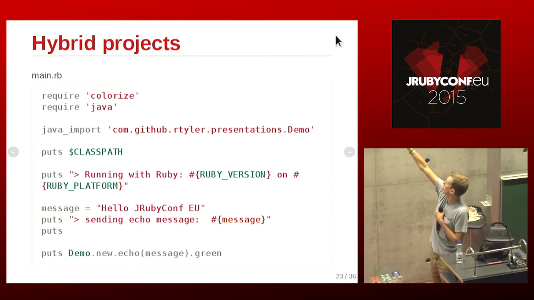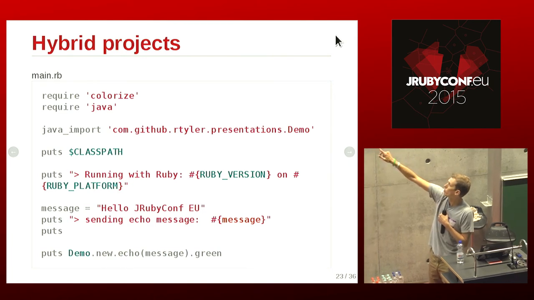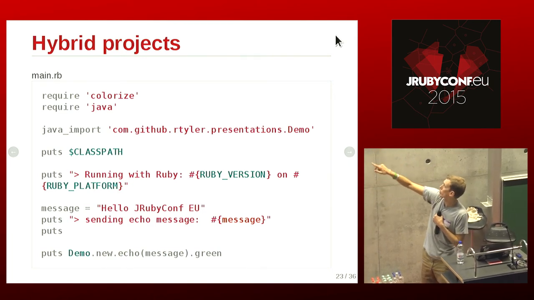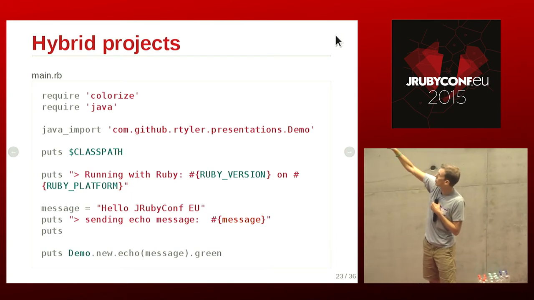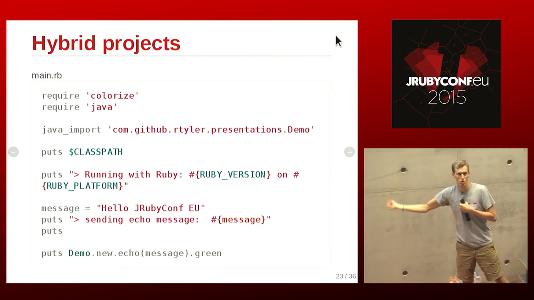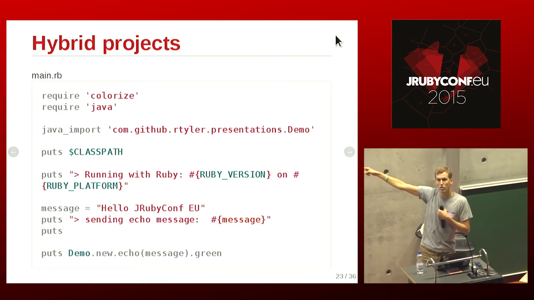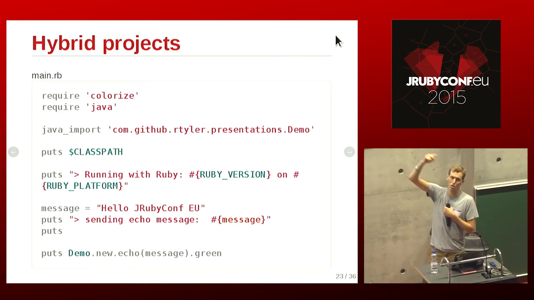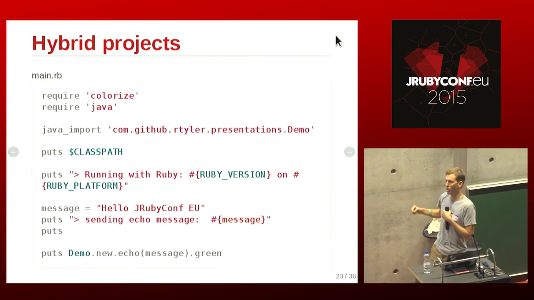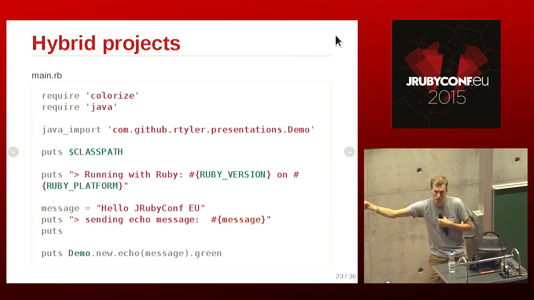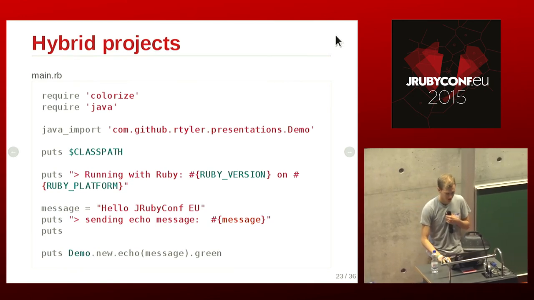Just say where we're running, what version of Ruby, what version of the Ruby platform. We're going to create a Ruby string, and then we're going to print out that Ruby string. But we're going to pass the Ruby string into the Java class. It's going to give us a string back out, and then we're going to call .green on it. And .green is a method monkey patched onto Ruby string from the colorized gem. So we're sending a Ruby string in, we're getting a Java string back, and then we're doing Ruby things with it, which I think is pretty neat.